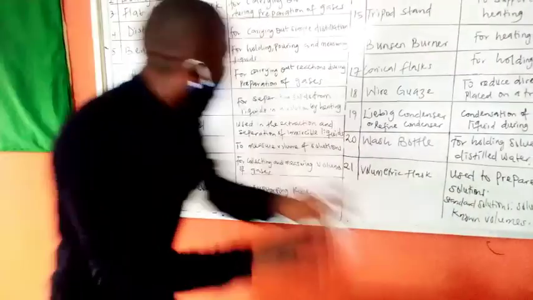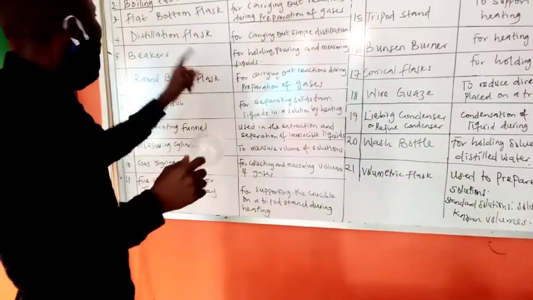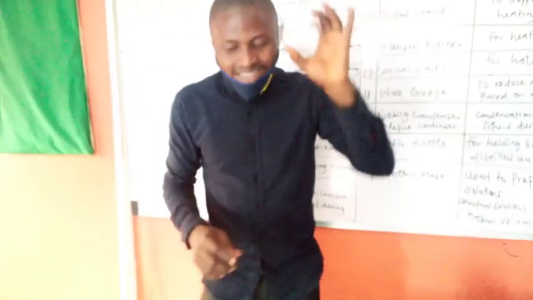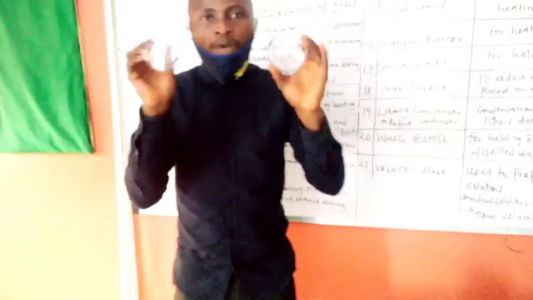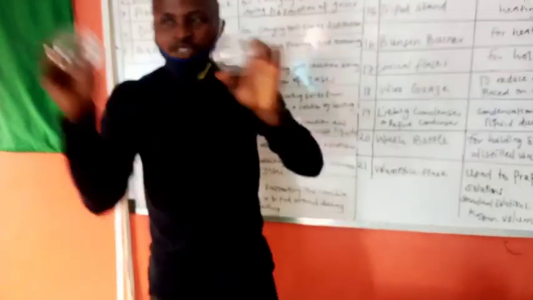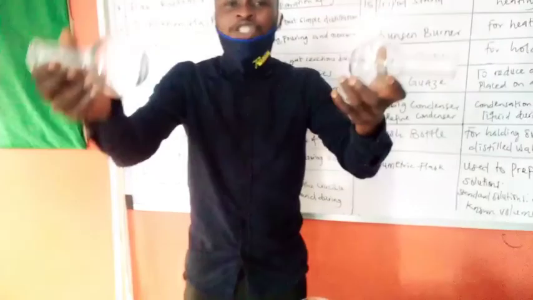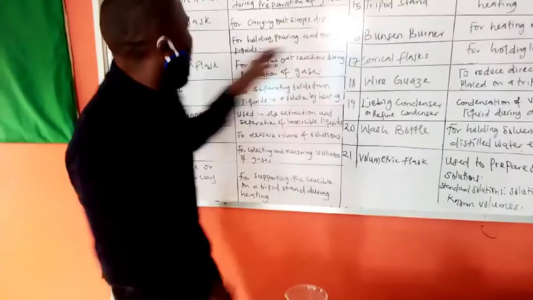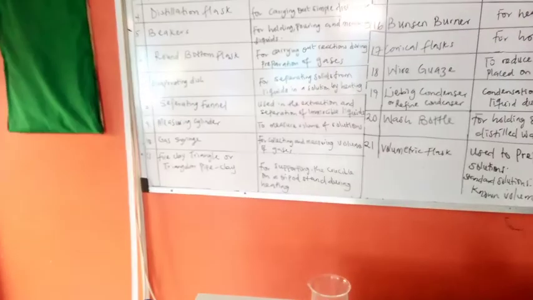Yet again, we have the round bottom flask. For carrying out reactions during preparation of gases, it is similar to the flat bottom flask, only that its bottom is round. So they are used for the same purpose, for carrying out reactions during the preparation of gases. So thereafter, we have the evaporating dish. Yes, this is my evaporating dish. This is how it looks like.